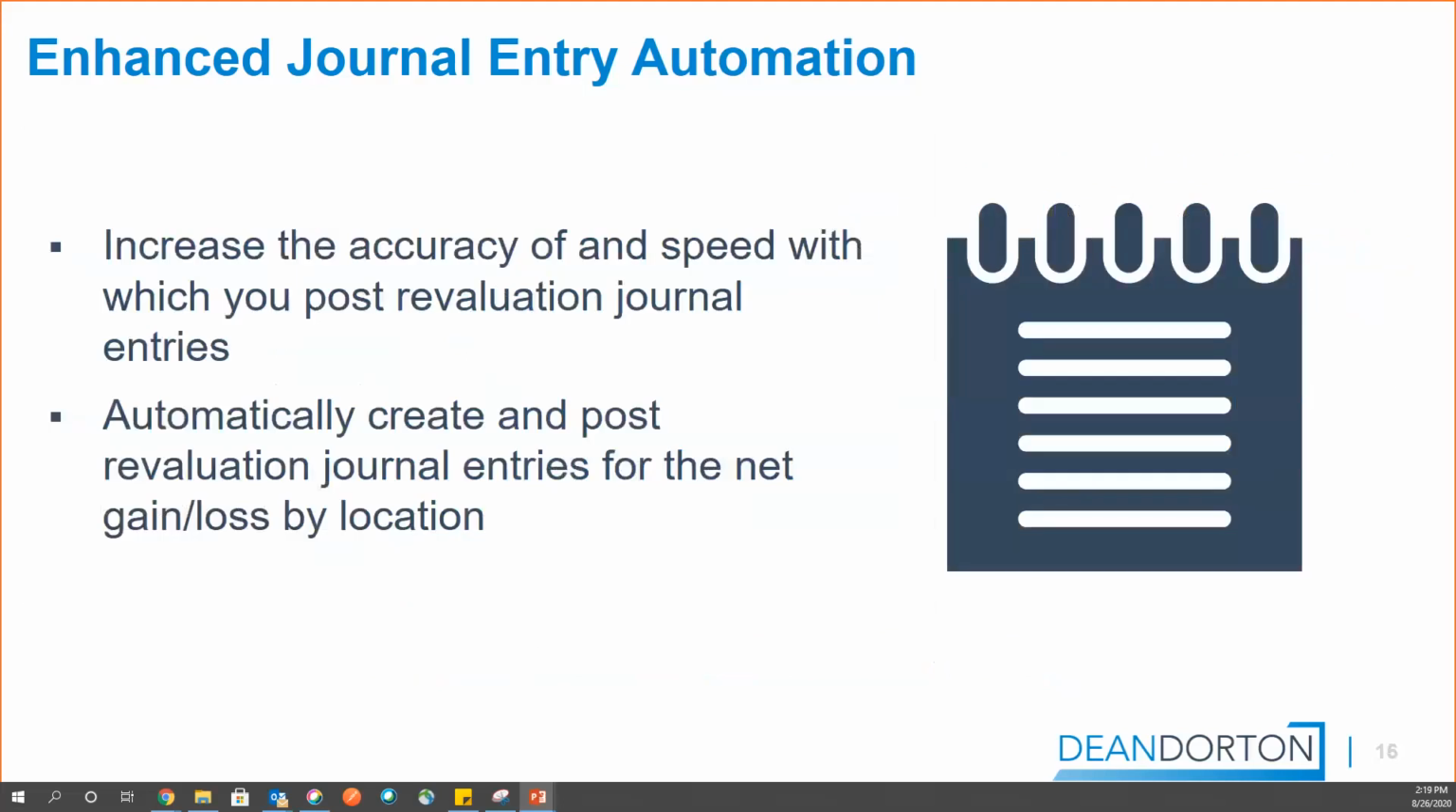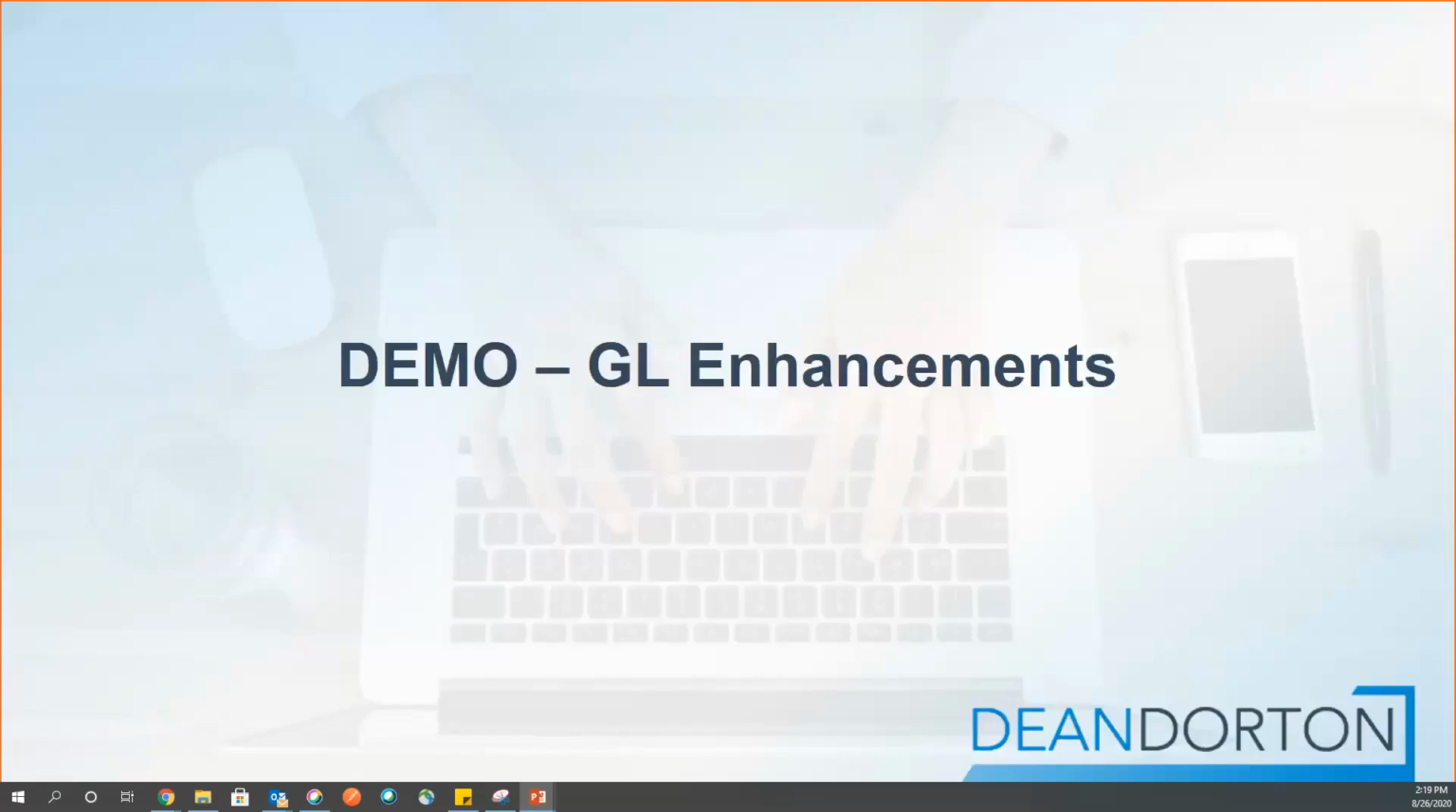And again, the goals here, right? It's increasing the accuracy and speed with which you're posting revaluation journal entries, automatically creating and posting the revaluation journal entries for the net gain and loss, and then increasing the speed with which you can do recurring entries. So let's take a look at some of these GL enhancements. I'm going to demo these now back in my Intacct environment.